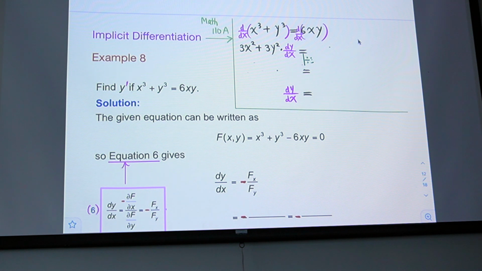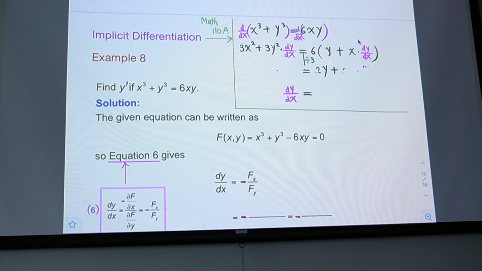y. y plus x times dy/dx. Yes, okay? So that's all. Using the product rule from here to here, we take out this constant multiple 6 and use the product rule. Differentiate, you got 6, right? Okay, good.